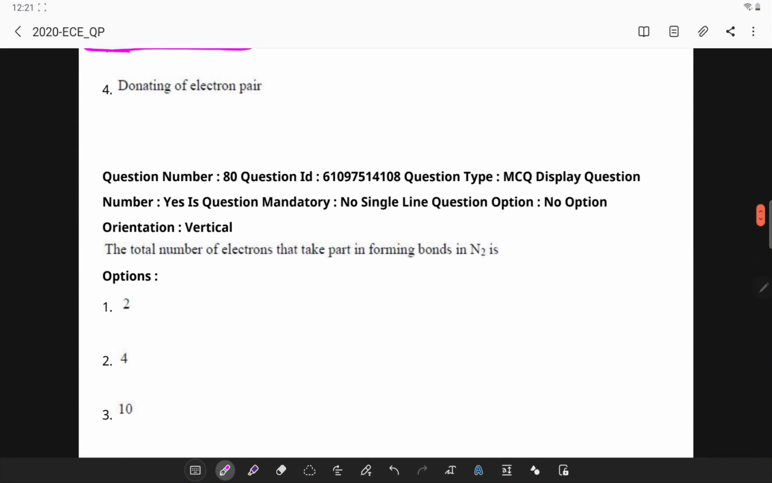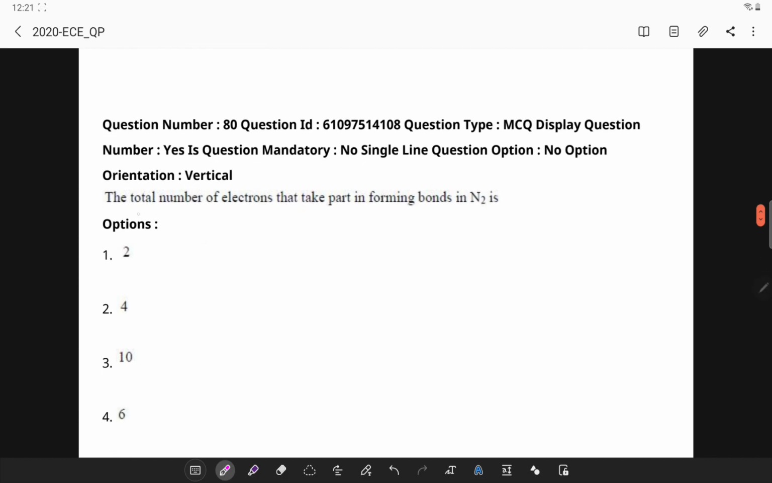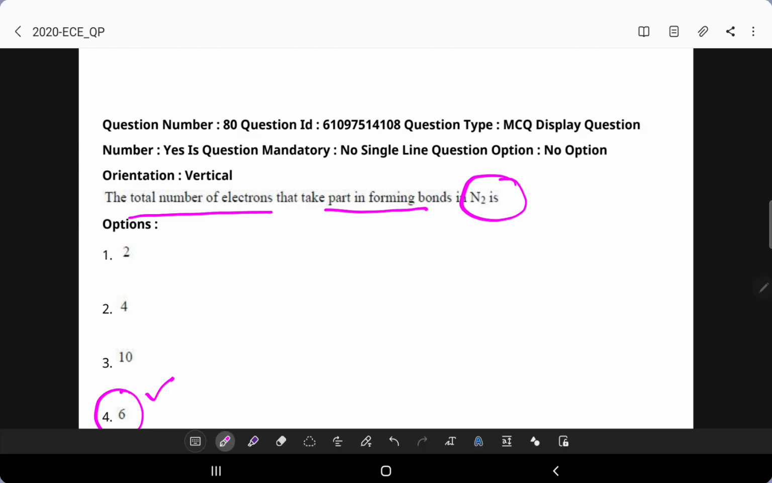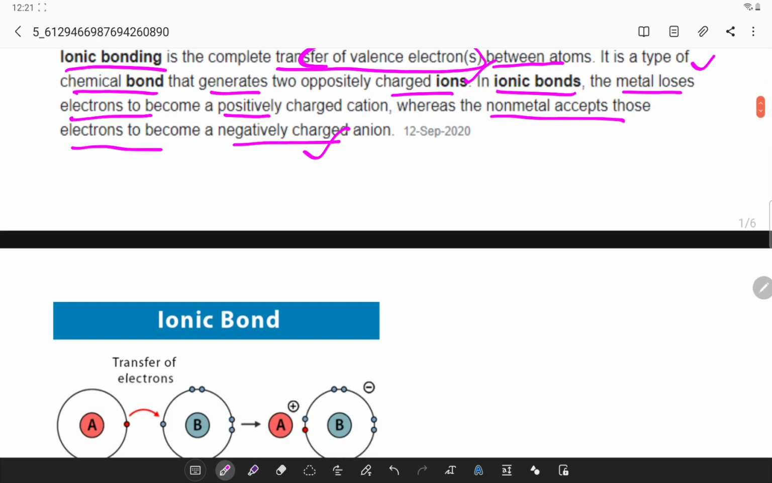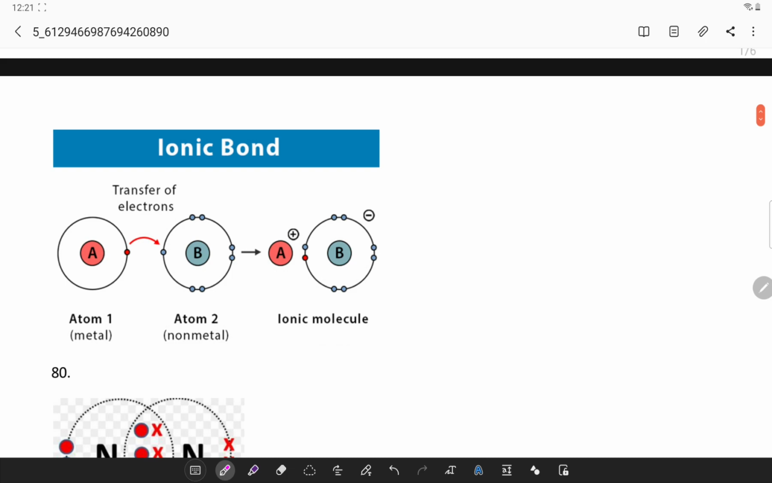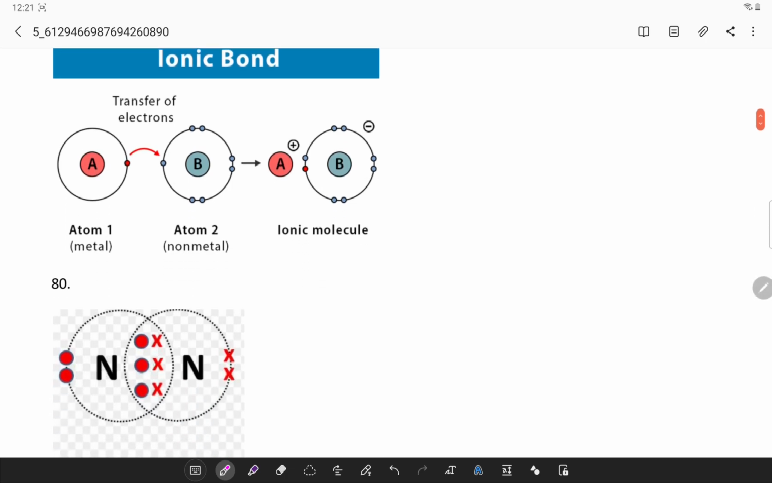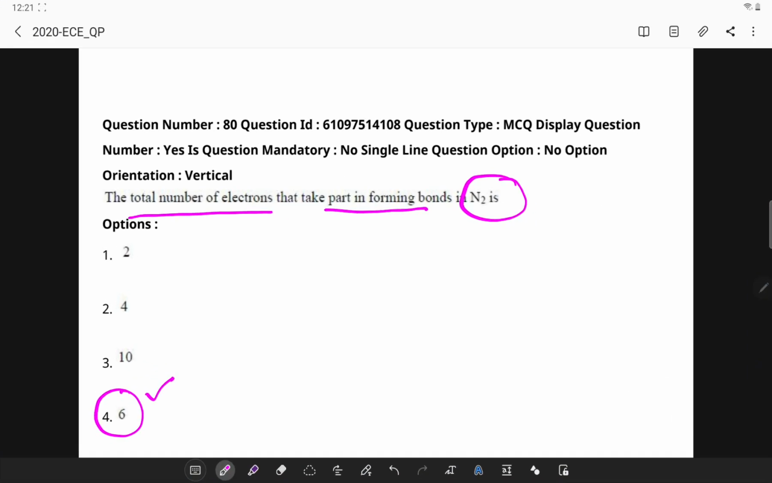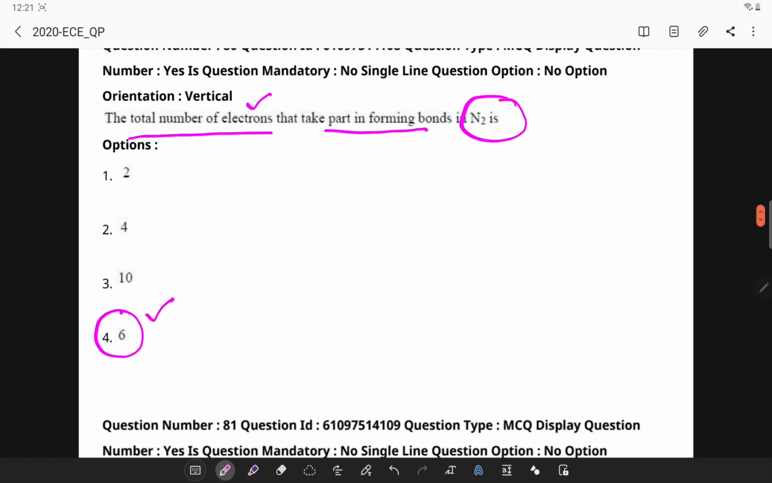So going to the next question. The total number of electrons that take part in forming nitrogen is 6. So we'll get to know why exactly it is 6. See this, observe this bonding N2. Here you have a total of 6 electrons taking part in the bond formation.